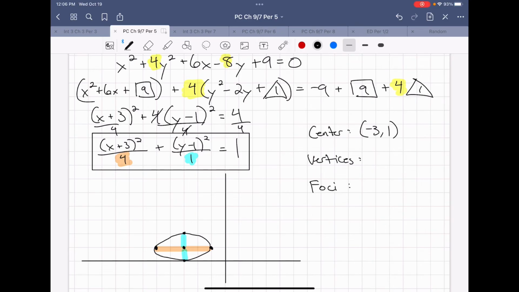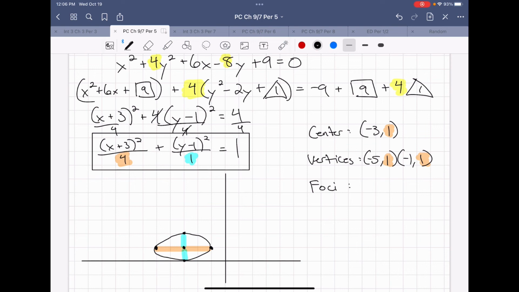Vertices are the points on the major axis, the longer axis. Since I've graphed it, I can literally just see what they are. 1, 2, 3, 4, 5. -5, comma 1, and -1, comma 1. Because the major axis was x, the y's are not changing.